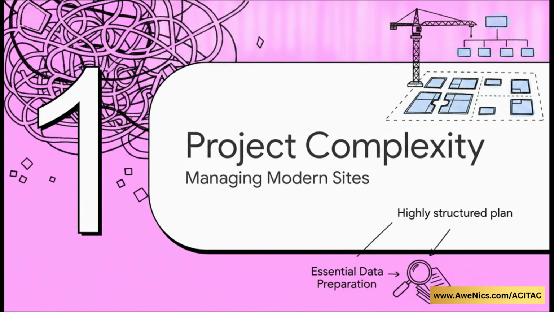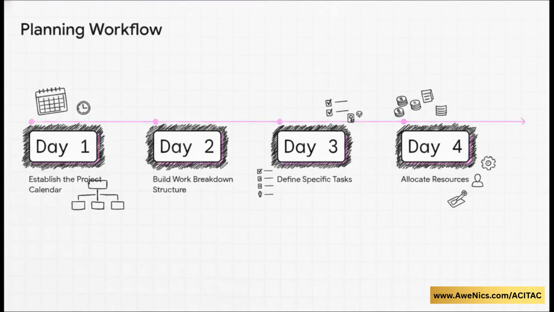Dodging chaos doesn't start by just throwing raw data into your software and hoping for the best. It actually starts with a highly structured plan. And to build that plan, you need a reliable chronological workflow. Think of this hypothetical timeline as your mental anchor. Day 1, you establish your calendar. Day 2, you build the work breakdown structure, or WBS. Day 3, you get really granular and define specific tasks. And day 4, you allocate your resources. See how that works? We're building order step by step, moving from the broad strokes down to the precise details.